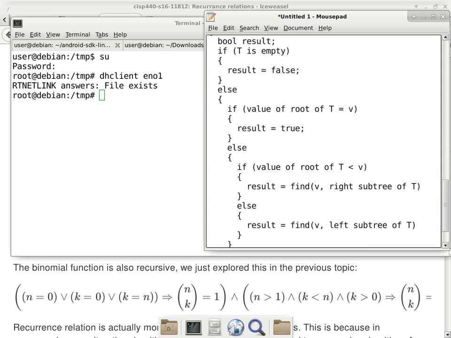Now remember, this is also the long way to do it. If I have a ternary operator, this whole thing can become just one single return. Maybe we can make that a homework assignment.